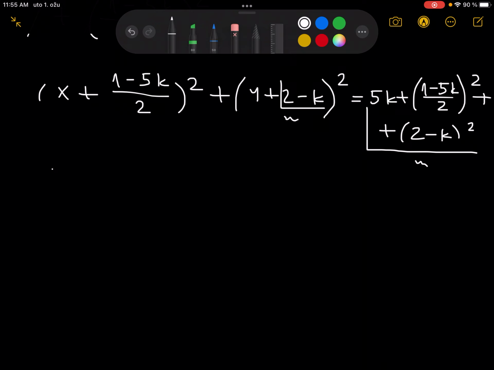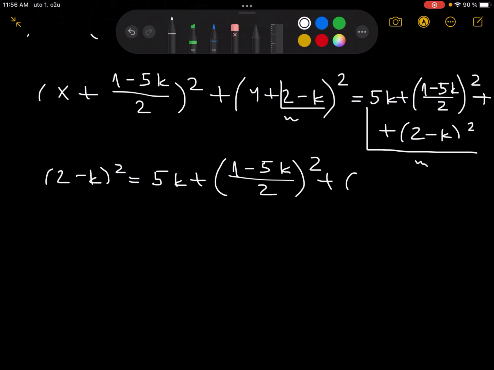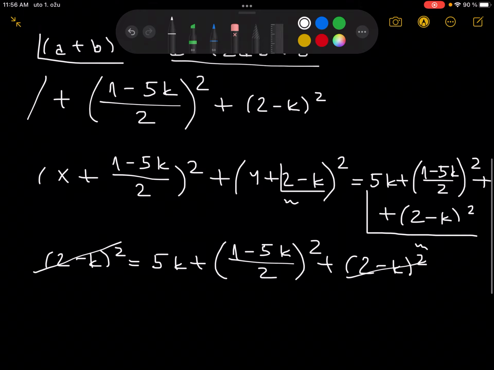So by squaring this part and setting it equal to this part, we'll find our value of k. So (2 minus k) squared is equal to 5k plus (1 minus 5k over 2) squared plus (2 minus k) squared. So 2 minus k must be equal to this, and of course we can just go ahead and cancel these two out. Very nice.